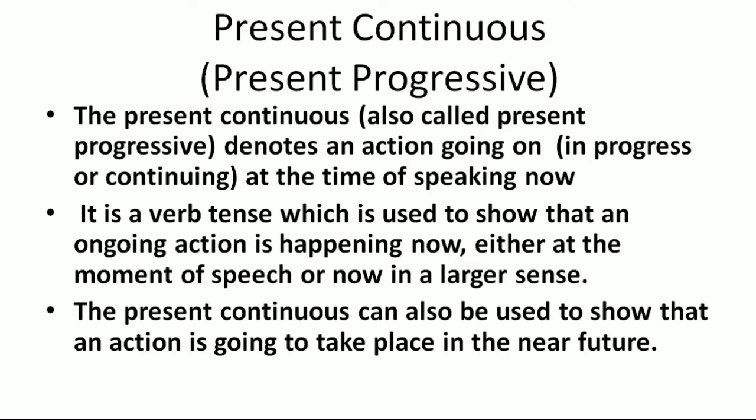If we look at the definition, the present continuous, also called present progressive, denotes an action going on, that means in progress or continuing at the time of speaking, now. It is a verb tense which is used to show that an ongoing action is happening now, either at the moment of speech or now in a larger sense. The present continuous can also be used to show that an action is going to take place in the near future. These are some uses of present continuous tense. We will discuss all of the uses later in this video itself.